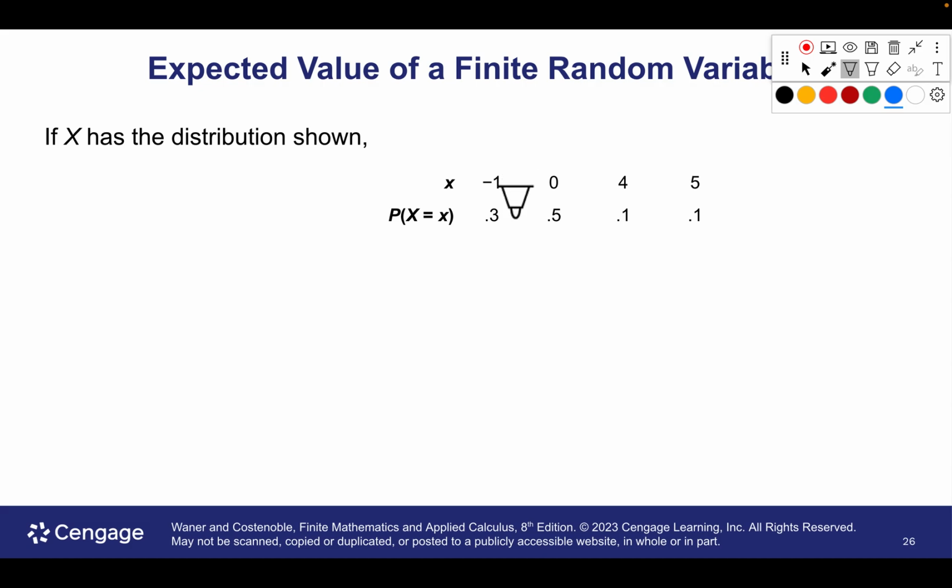Maybe you're losing $1 on this game. That happens 30% of the time. You don't lose any money or win any money 50% of the time. Maybe you win $4 10% of the time. You win $5 10% of the time. So these are like maybe a game matrix. And if the expected value ends up being 0, that means it's a fair game. You don't expect to win or lose. It's fair for both sides, right?